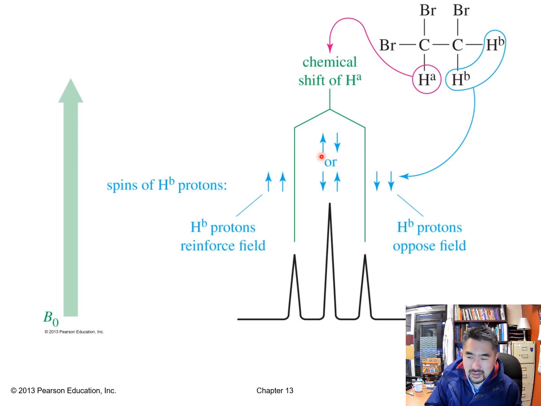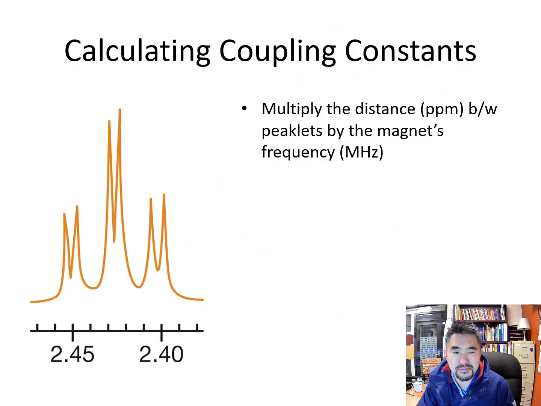You can think of similar probability scenarios if you have 3 or 4, but those follow Pascal's triangle. In other words, the integration of each peaklet is going to be 1 to 2 to 1 for a triplet. For a quartet, it's going to be 1 to 3 to 3 to 1. If those numbers sound foreign to you, try Googling Pascal's triangle. I'm sure in elementary or middle school you learned how to make Pascal's triangle once, so you can figure it out. Being able to relate splitting pattern back to coupling constants, even though you might have noticed that Nova does that calculation for you automatically, is still important to know to understand NMR.